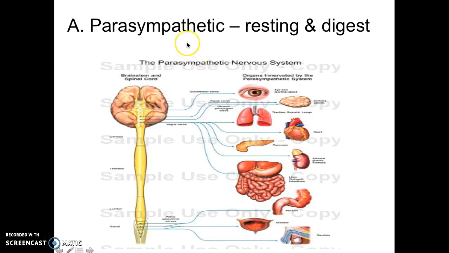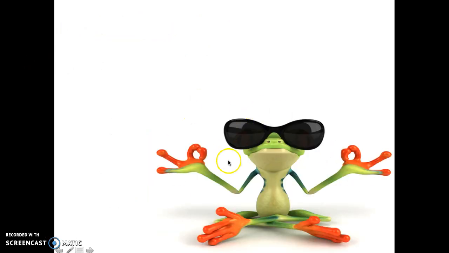Okay, so we're going to start with parasympathetic. If you remember rest and digest, it'll help you to remember this a lot better. When you are resting, that's when you're digesting. That's your body's time to take the food that you've consumed and turn it into energy. So most of your energy is going towards that, and it's kind of shutting down all the other parts. So, rest and digest.